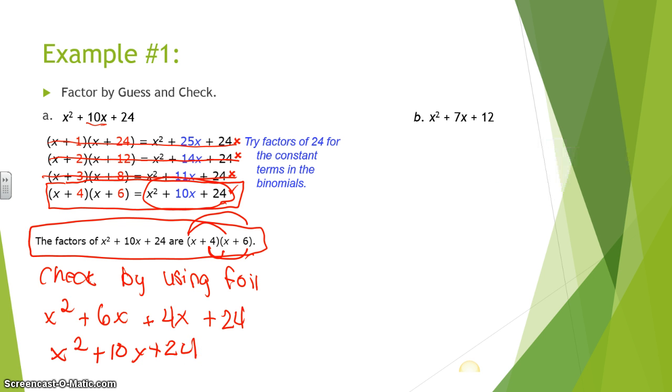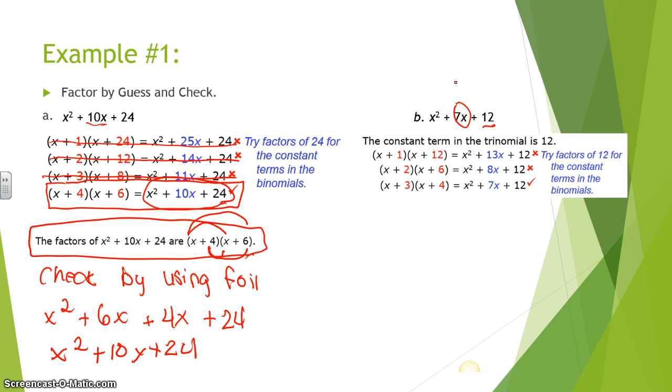So the next one we have here is x squared plus 7x plus 12. So again, we have to think of all the factors of 12 that add to, or have a sum of, 7x. So when we list them, that would be 1 and 12. That adds to 13x. That one's out. 6 times 2 gives me 12. When we add that, that gives me 8x. That one is out.